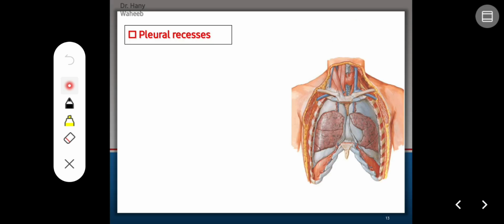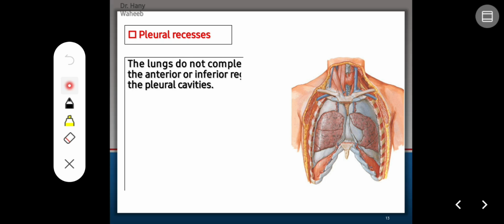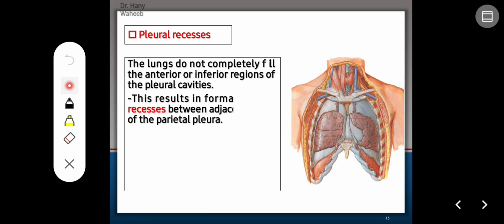What are the pleural recesses? Pleural recesses are parts of the pleural cavity which become wide during expiration, and are filled by the lung during inspiration. There are 2 recesses along the margins of the parietal pleura. The lungs don't completely fill the anterior or the inferior regions of the pleural cavities. Here the anterior regions and here the inferior region. The lungs don't completely fill these regions. This results in formation of 2 recesses.